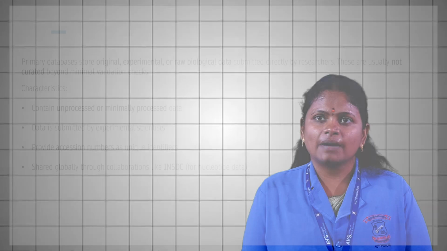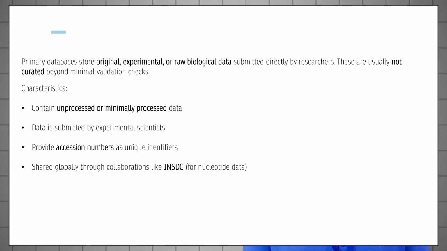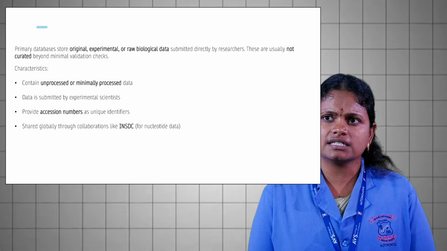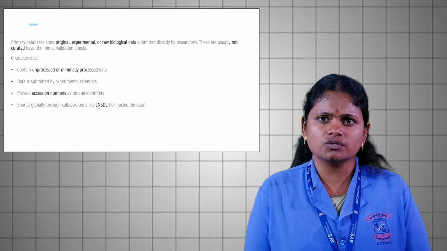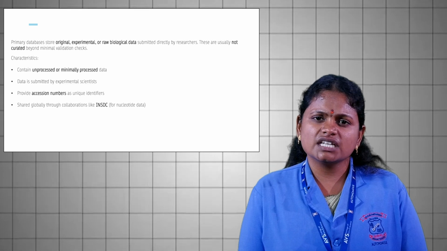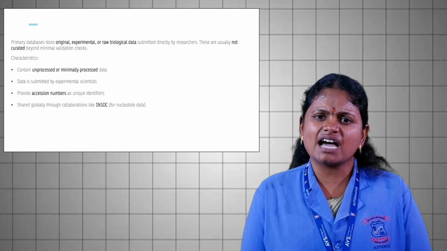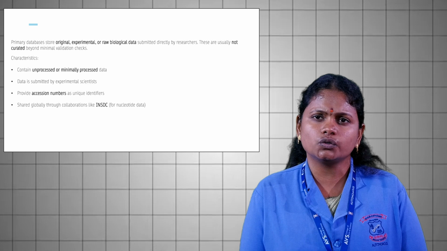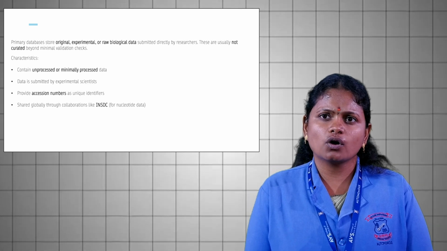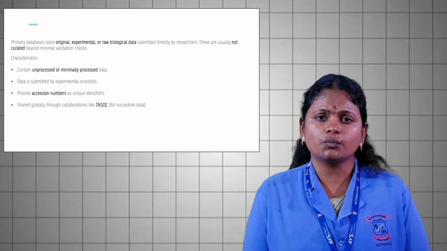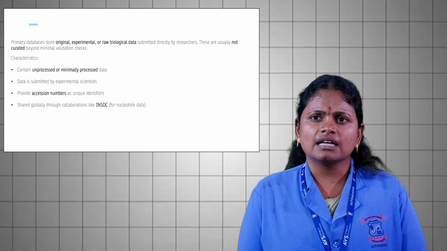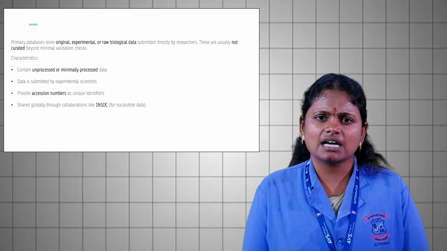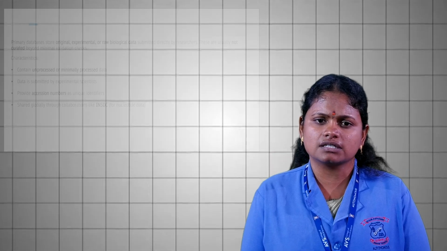Primary databases hold experimental and raw biological data submitted directly by researchers. They are usually gene sequences, identified and matched using the best tools. The data is unprocessed or minimally processed, submitted from experimental analysis, with unique identifiers and gene sequence identifications.